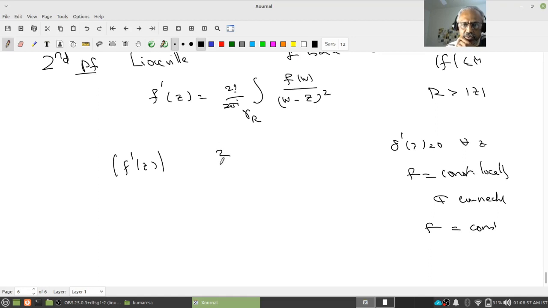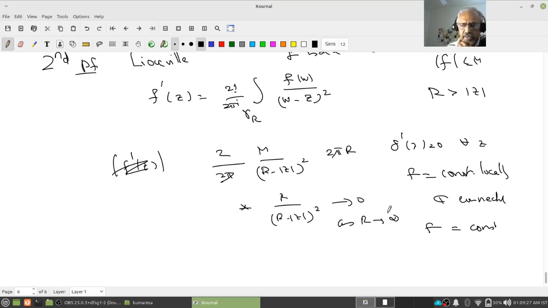This is going to be 1 by 2 pi in modulus, into M, and mod w minus z, as we did earlier, is at least r minus mod z, whole squared, into 2 pi r. So 2 pi cancels, and therefore I am left with r by some constant times r minus mod z whole squared, which goes to 0 as r goes to infinity. This is true for all r, right? Therefore f is a constant.